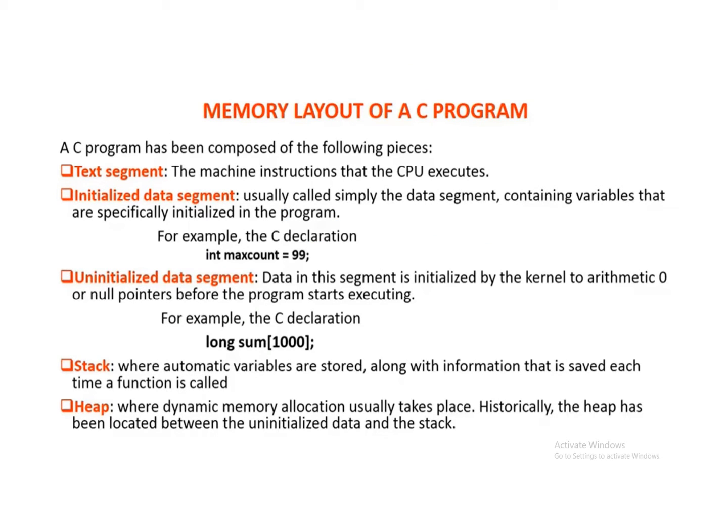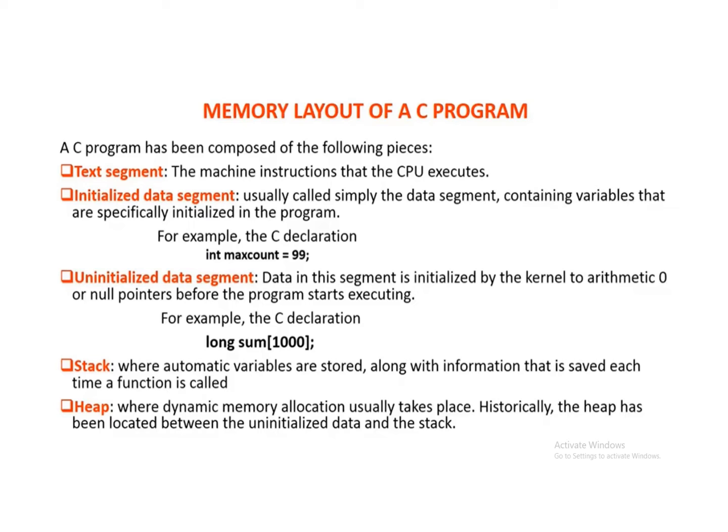Next is the memory layout of a C program. A C program is composed of the following pieces. The first one is the text segment, the machine instructions that the CPU is going to execute. Whatever program you write is called the text segment.